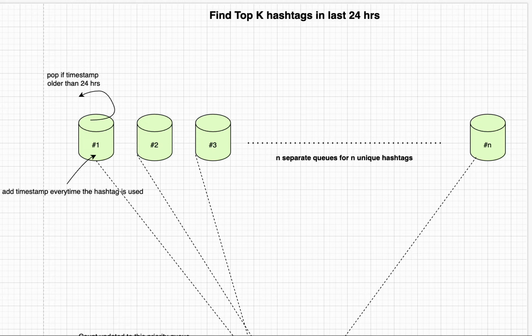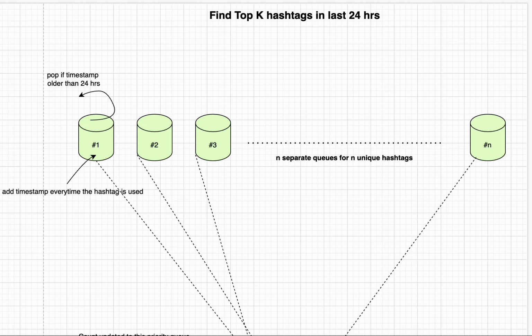Hello everyone. In this video, we'll be discussing a very interesting system design problem. Suppose you have a social media app and you want to design a special feature where you can show your users the top key hashtags that were used in the last 24 hours. In this video, we'll see an in-memory solution, but in a later video, we'll see a solution for bigger systems.